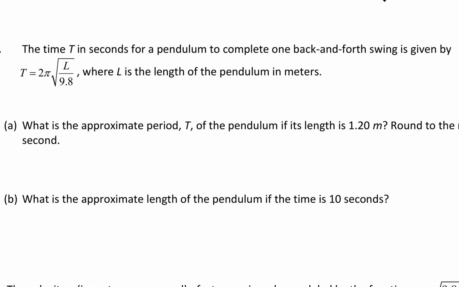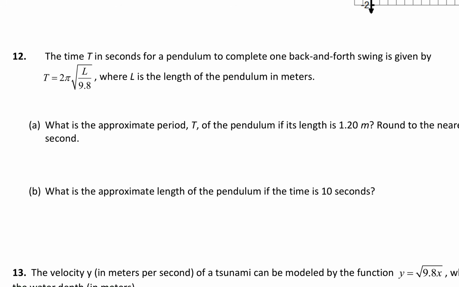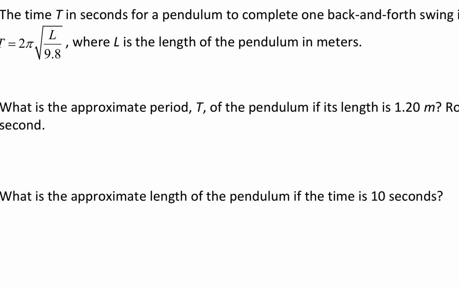Now, this is a word problem. We have the time t in seconds for a pendulum to complete one back and forth swing is given by the formula t equals 2 pi times the square root of L over 9.8, where L is the length of the pendulum in meters. What is the approximate period t of the pendulum if its length is 1.2 meters? Round to the nearest second, okay?